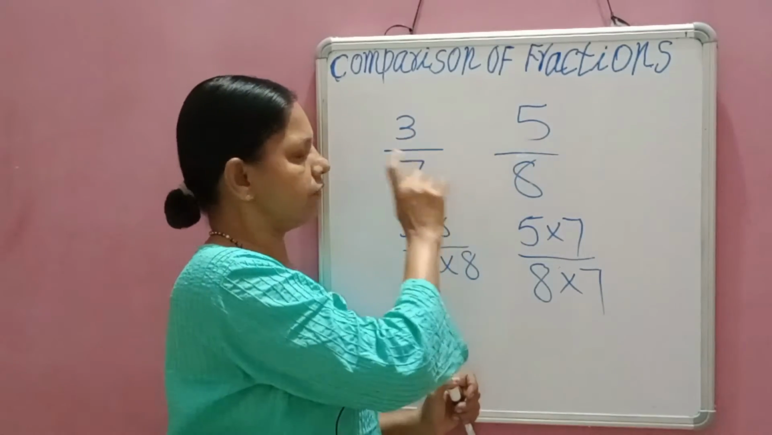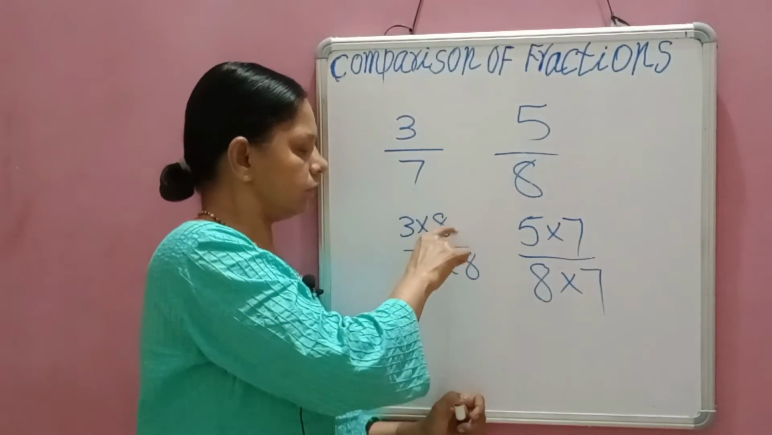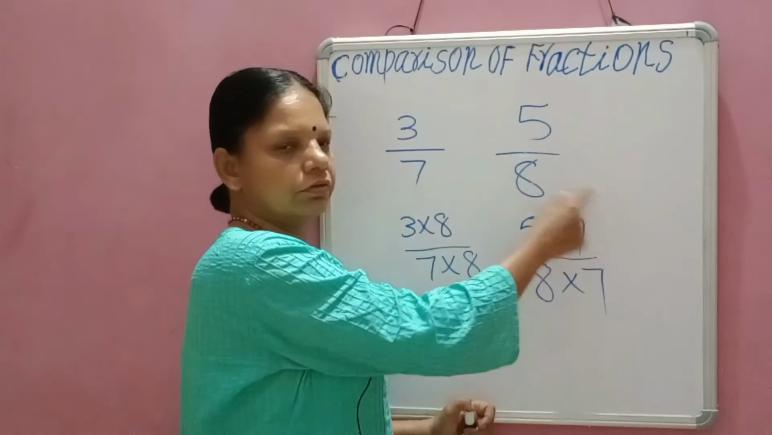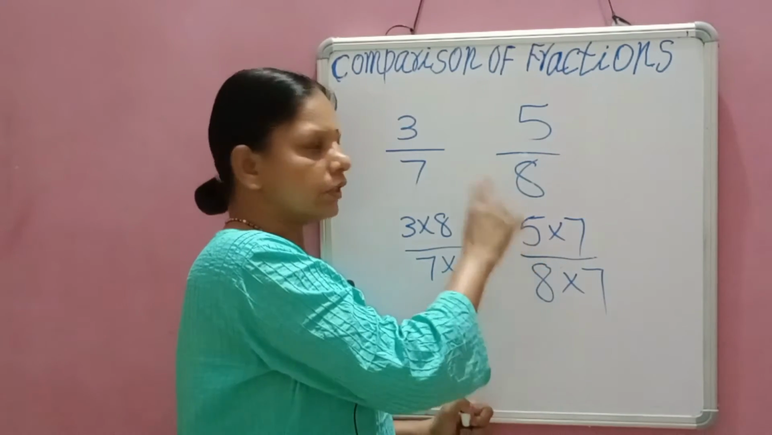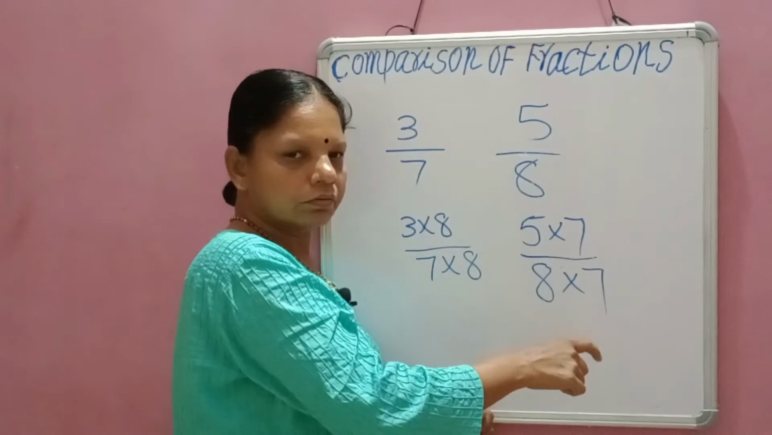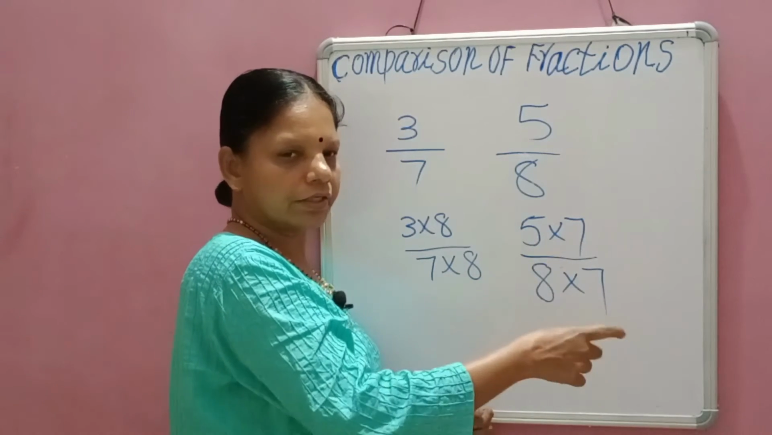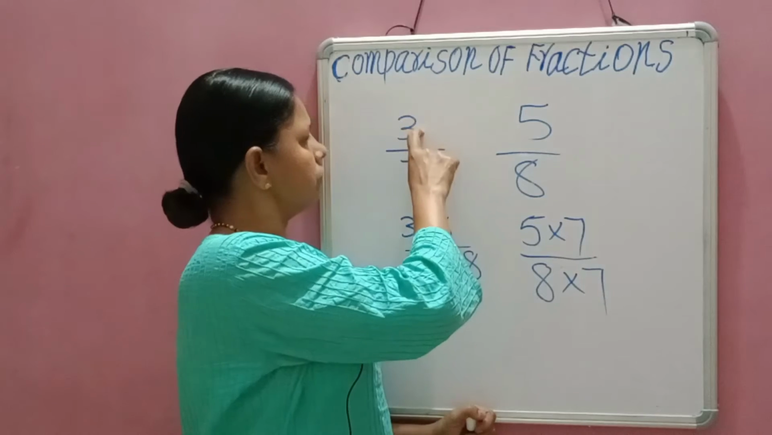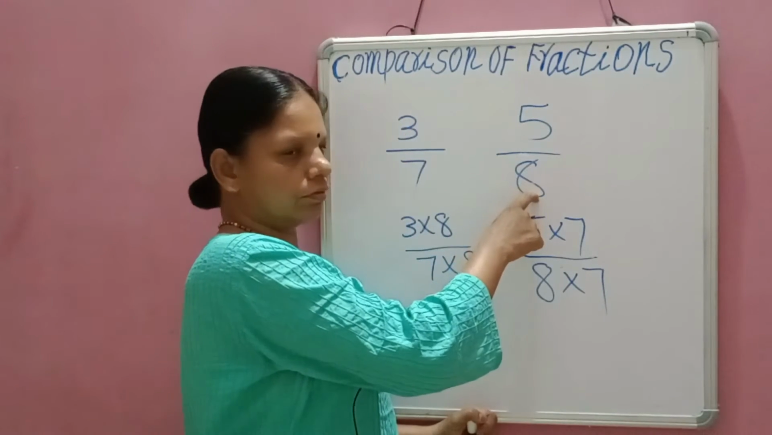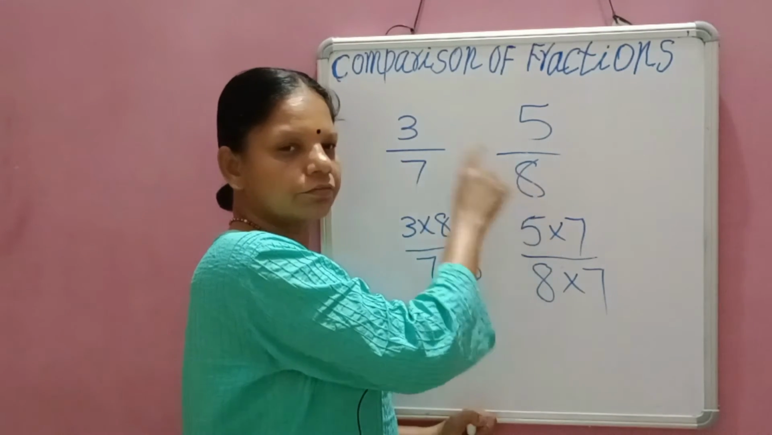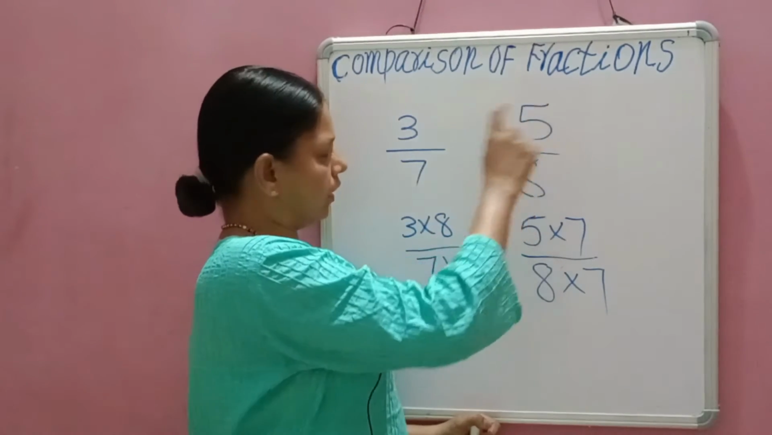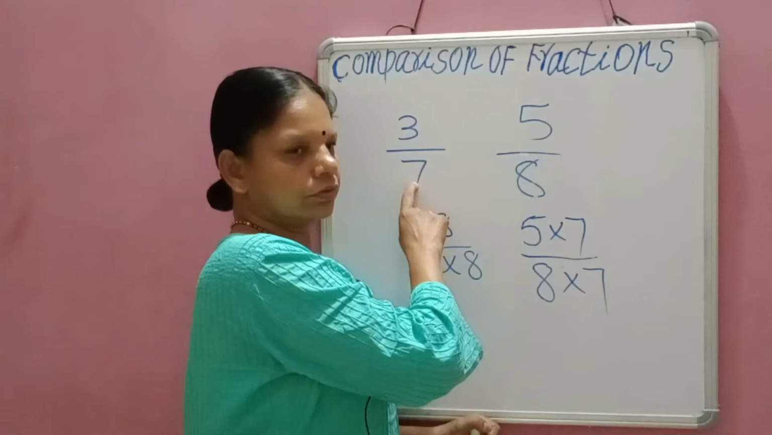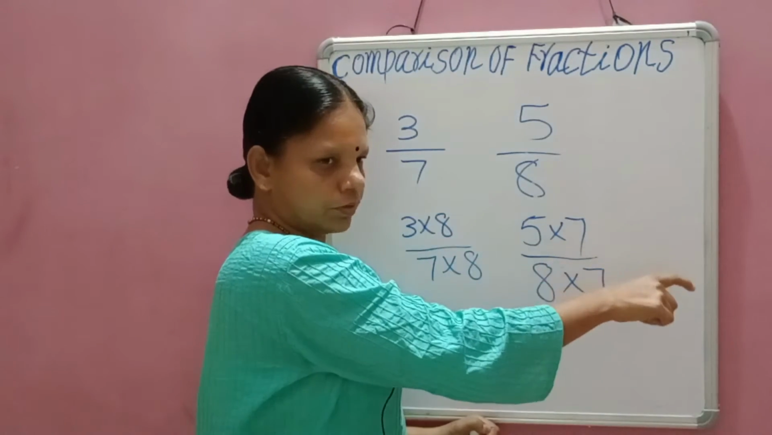5 into 7. Only you have to compare what? 3 into 8 and 5 into 7. So generally we will get a rule for comparing fractions. What you have to do? Take the numerator of the first into the denominator of the second. Find the product. That is called the first cross product. Take the numerator of the second and the denominator of the first. That is called the second cross product.